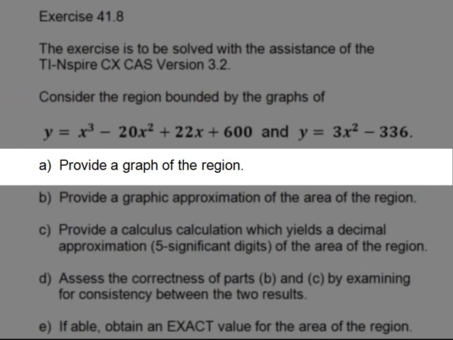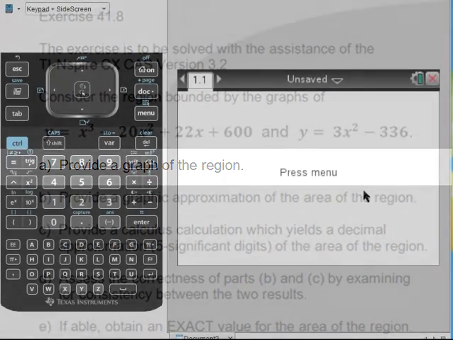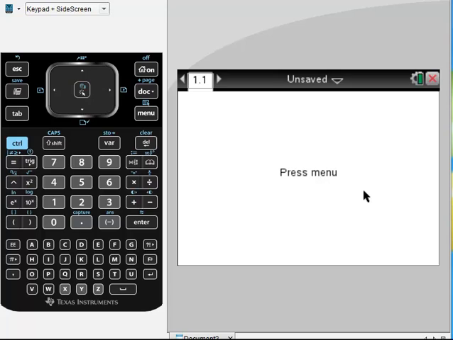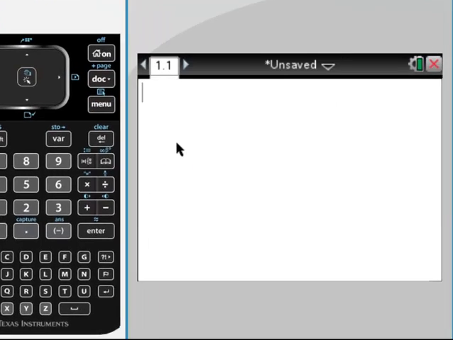Part A. Provide a graph of the region. Alright, in order to create a nice looking solution, I would like the first page to be a summary of everything and have all the other pages be supporting documents with detailed calculations and graphs. So starting off with a notes page for page 1, I can title it Exercise 41.8 Solution Summary. Part A, we know we're going to put the graph of the region on page 2, so we can point that out here.